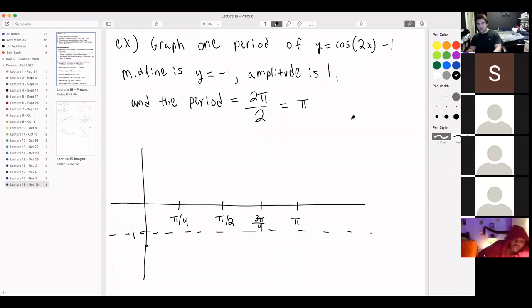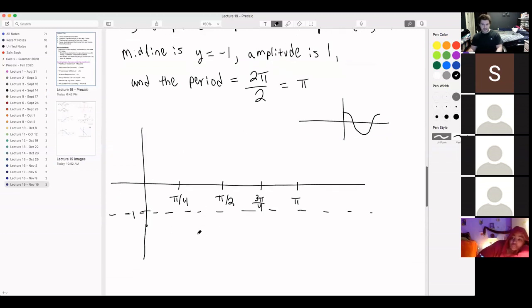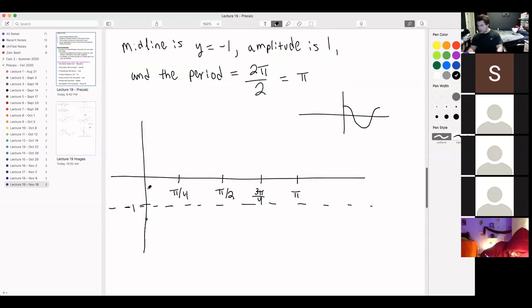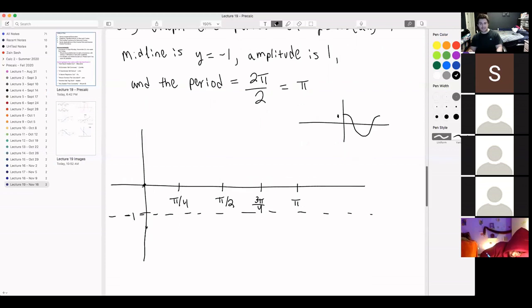Okay, now let me just go off the side and just show you guys what the basic shape of the cosine graph looks like. It's kind of like something like this. So we just need to make that shape now on this axis, okay? So we're gonna start, right, so we start at the maximum point. So if the midline's at -1 and the amplitude is 1, that means we're starting at the origin. Good, so we just have to follow this shape here.